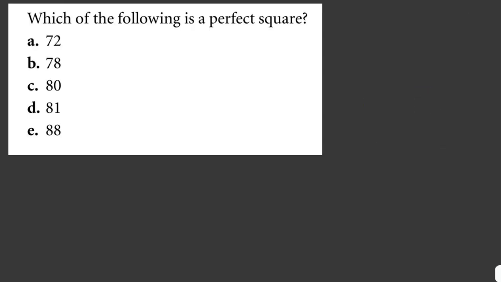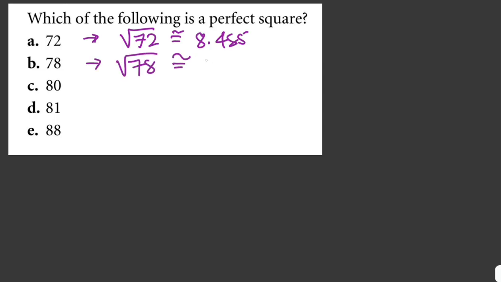Now let's take a look at this problem. Which of the following is a perfect square? So let's take a look at the choices here. We have 72, 78, 80, 81, 88. So for 72, we get the square root of 72, which is approximately 8.485. And the square root of 78 is equal to 8.832. Then the square root of 80 gives us 8.944.